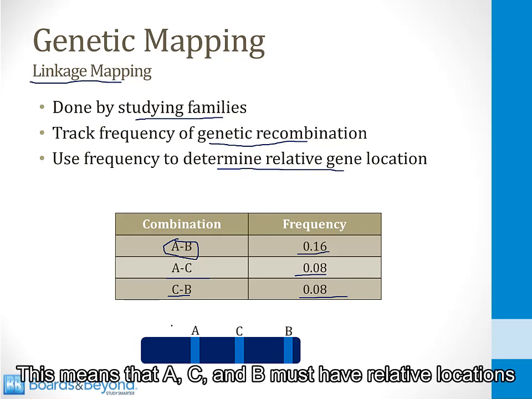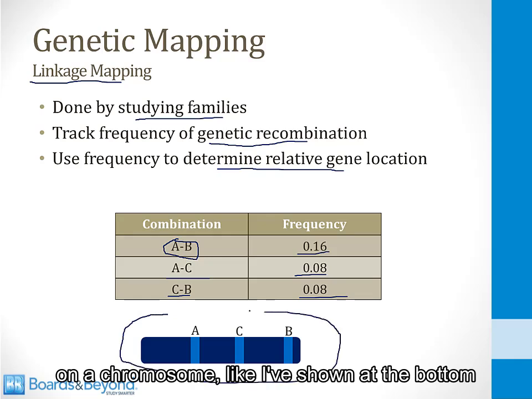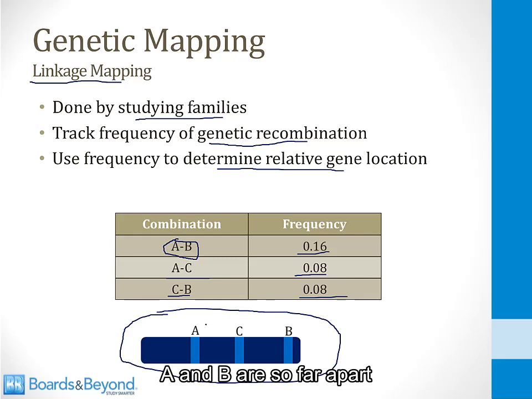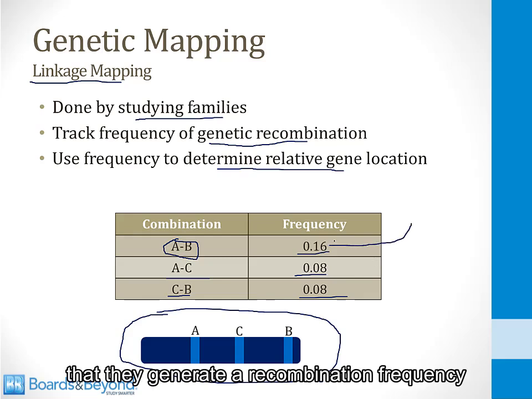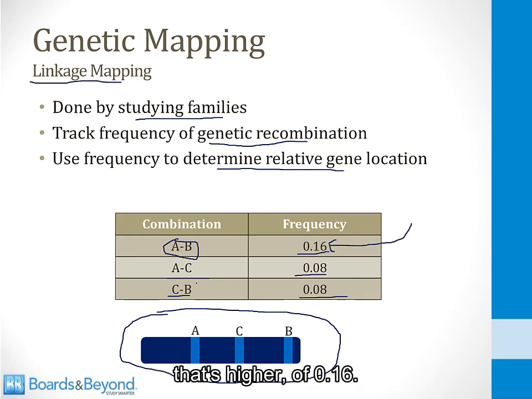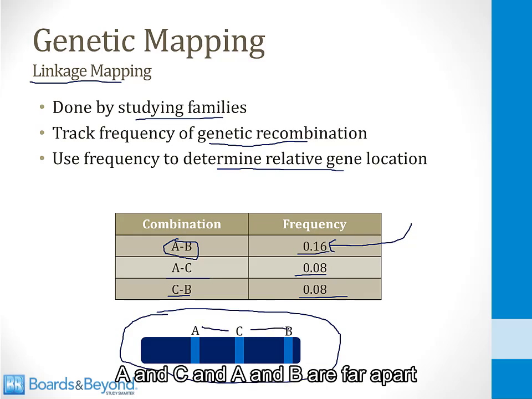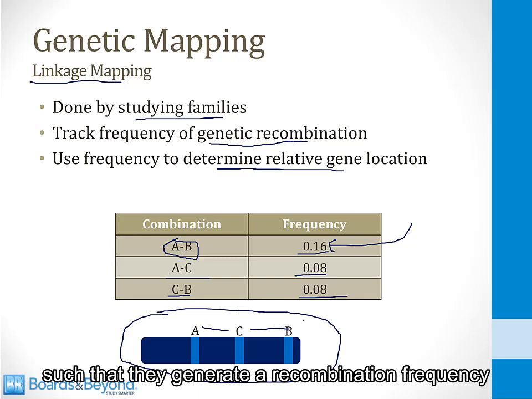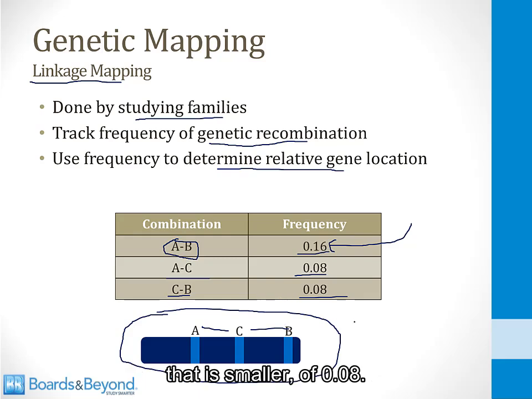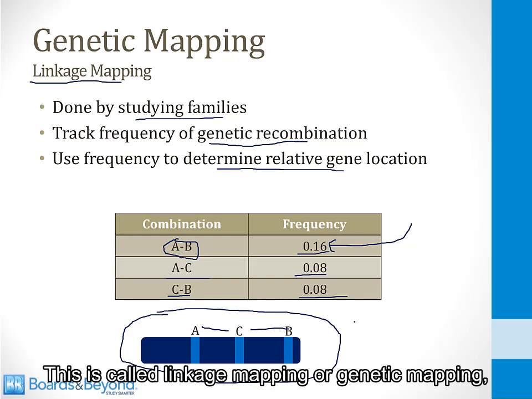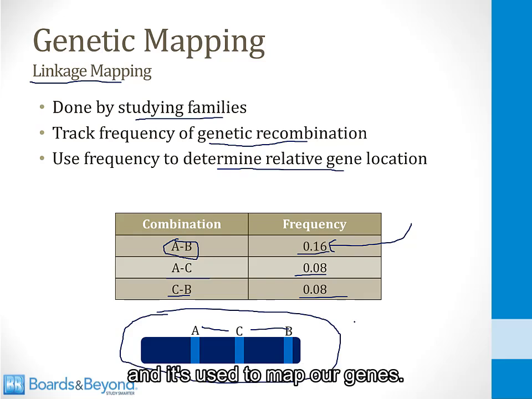This means that A, C, and B must have relative locations on a chromosome like I've shown at the bottom of the screen here. A and B are so far apart that they generate a recombination frequency that's higher, of 0.16. A and C are closer together such that they generate a recombination frequency that is smaller, of 0.08. This is called linkage mapping or genetic mapping, and it's used to map our genes.